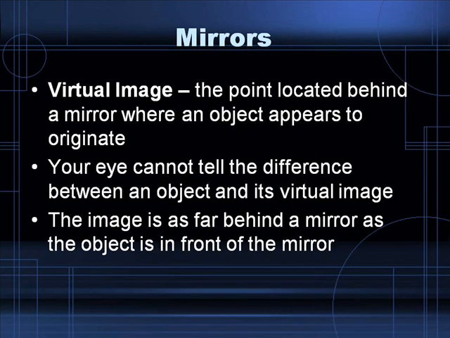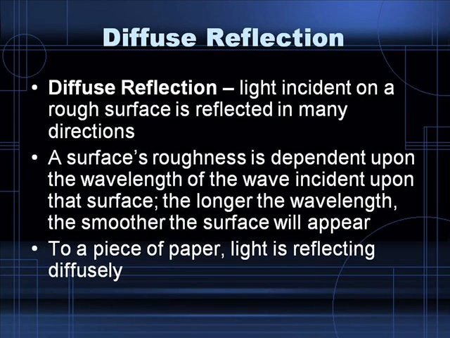Virtual image. The point located behind a mirror where an object appears to originate. Your eye cannot tell the difference between the object and its virtual image. The image is as far behind a mirror as the object is in front of the mirror.